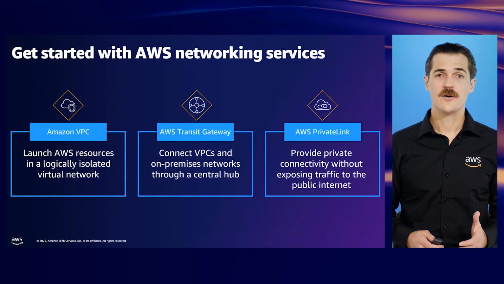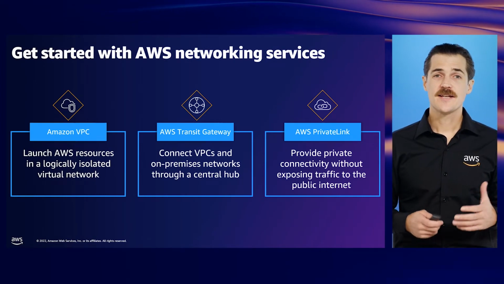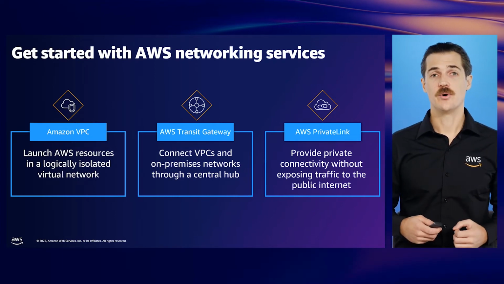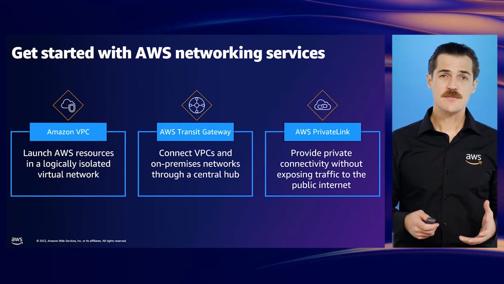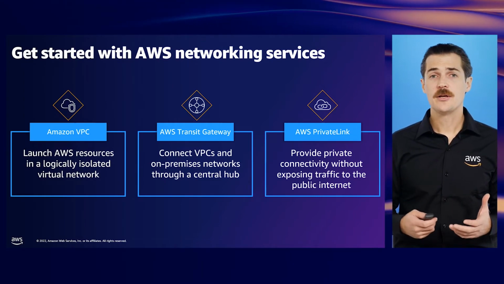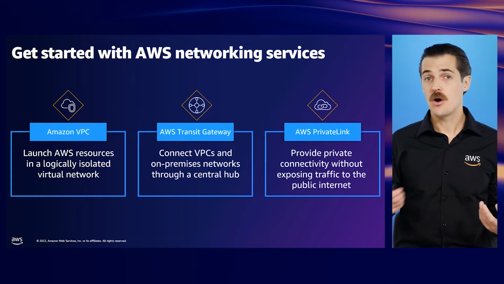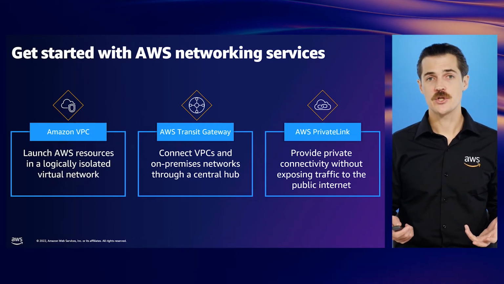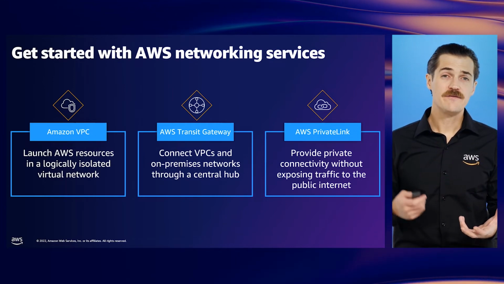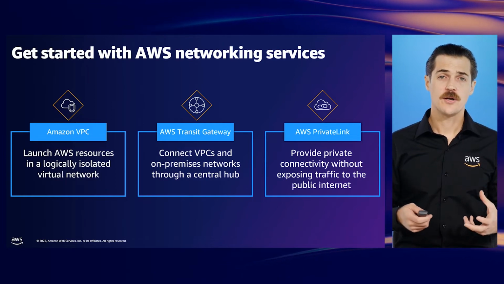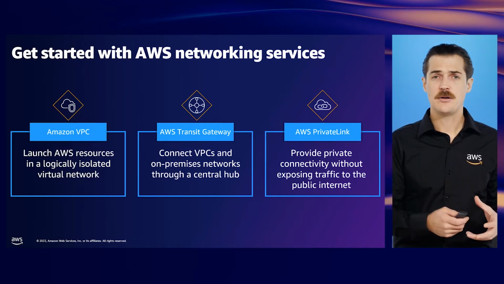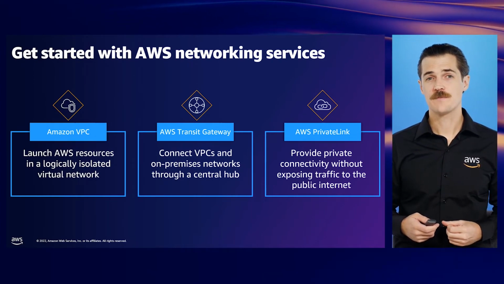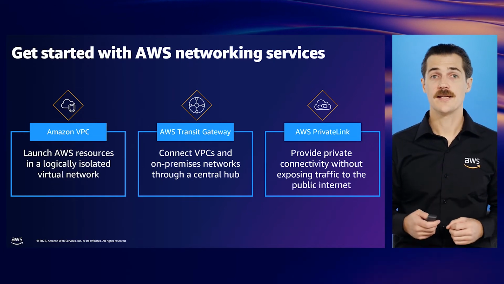Amazon Virtual Private Cloud, or Amazon VPC, lets customers easily launch AWS resources in a logically isolated virtual network that they define. As a customer's networking of VPCs grows, AWS Transit Gateway connects VPCs and on-premises networks through a central hub, removing the need to manage multiple peering relationships. AWS PrivateLink furthers this security by providing private connectivity between the VPCs, AWS services, third-party SaaS applications, and the customer's on-premises networks, without exposing traffic to the public internet.